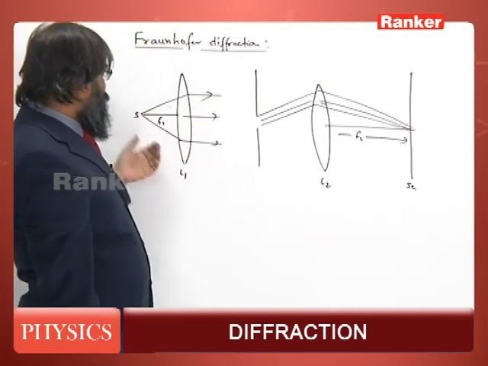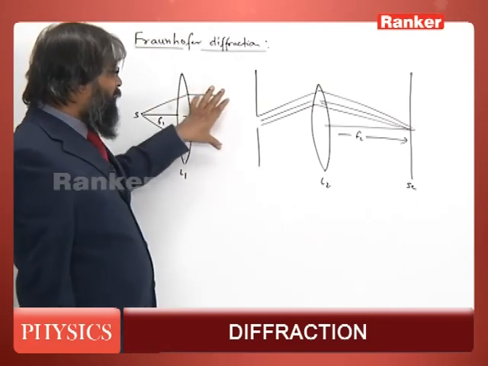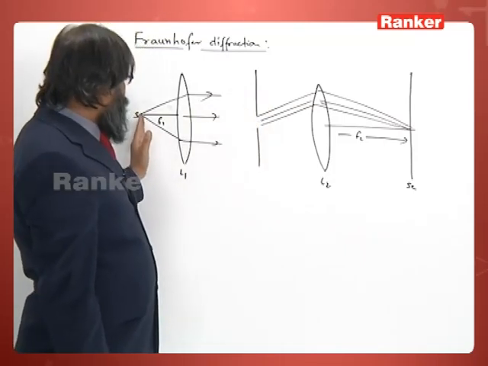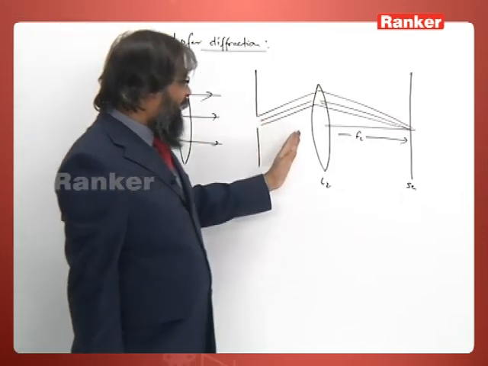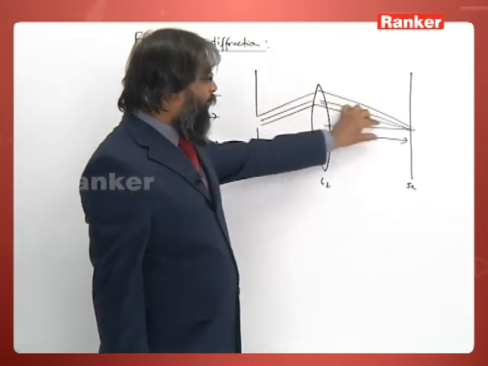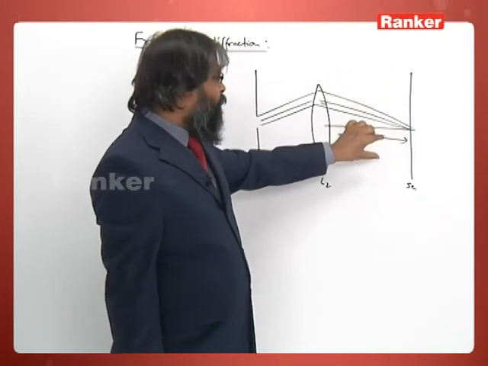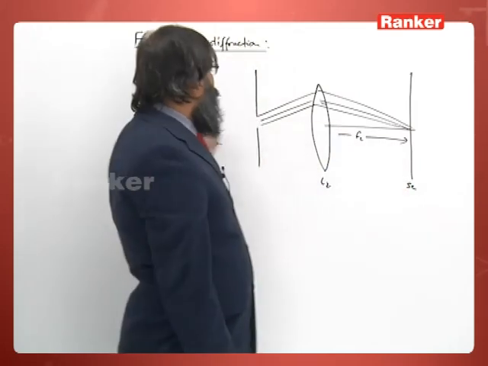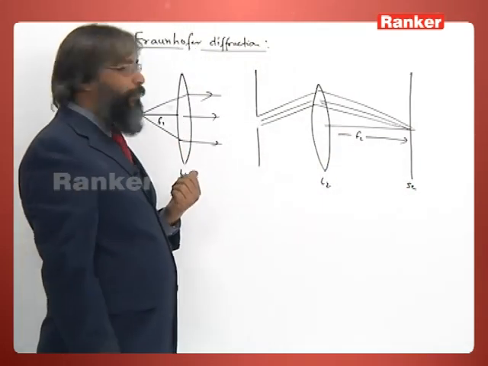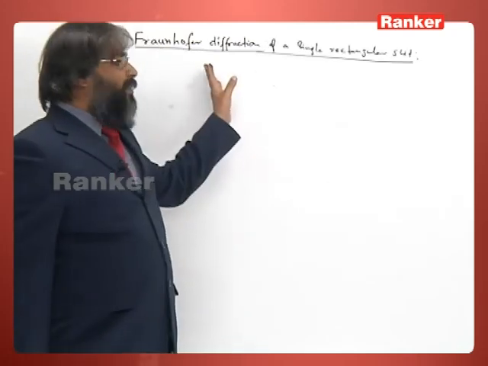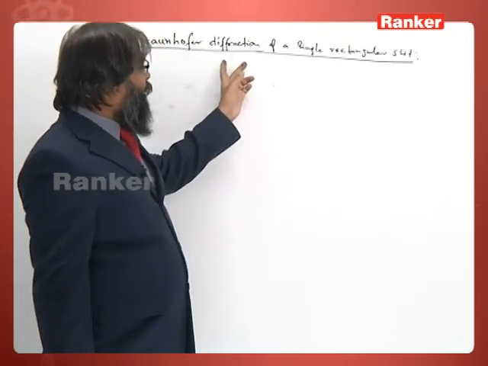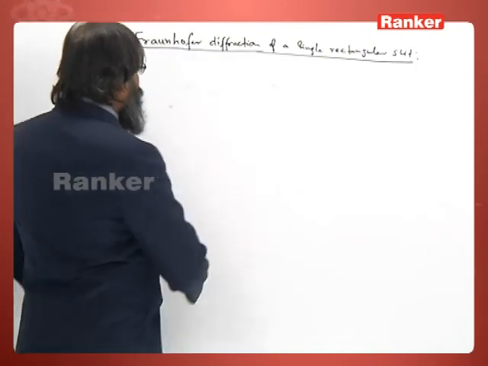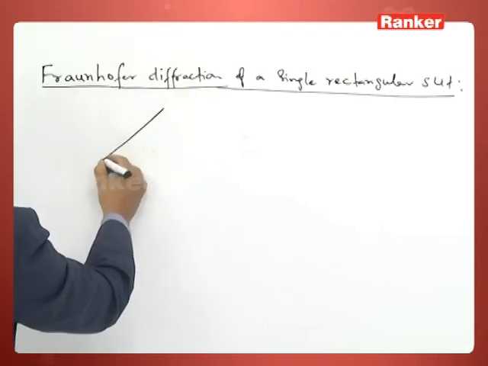Again you see, lens L1 produces the plane wavefront and so brings the source to infinity. Here this lens can focus all these rays on its focal plane, and so it brings the screen from infinity to here. This is how we study the Fraunhofer diffraction pattern. So now let us study the Fraunhofer diffraction of a single rectangular slit. So we have a rectangular slit.